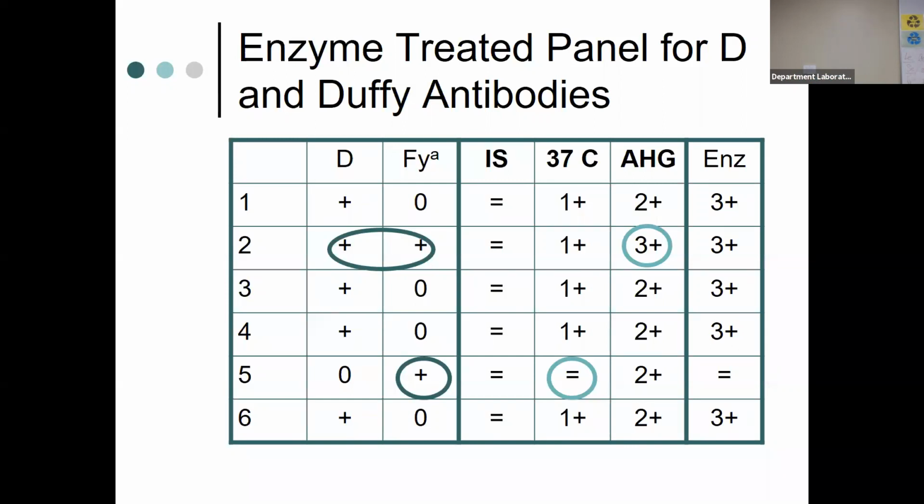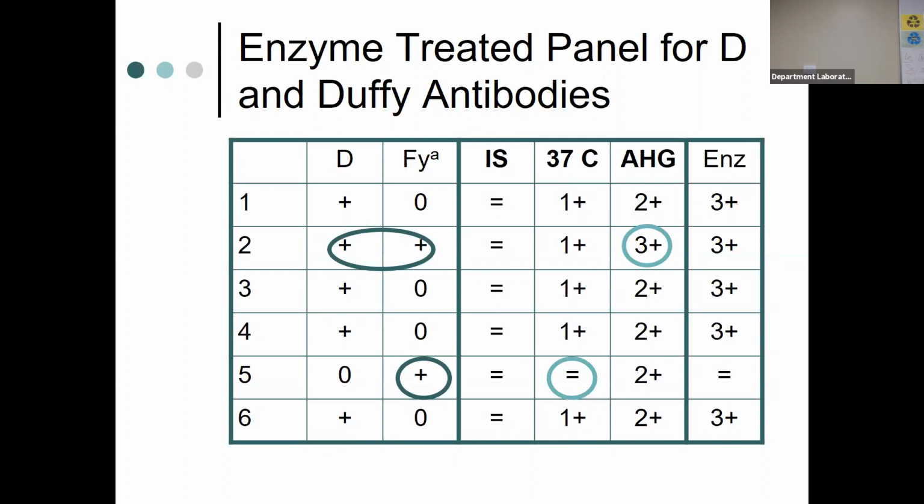Now all that originally had a 2+ reaction now have 3+ reactions. So the Duffy A reactions went away. The D reactions got stronger. All right, so that's an example of how enzyme works. We still don't have very many negative cells, but at least now we know that whatever is reacting got stronger with enzyme. So that kind of holds us into a smaller group of antibodies that we're dealing with.